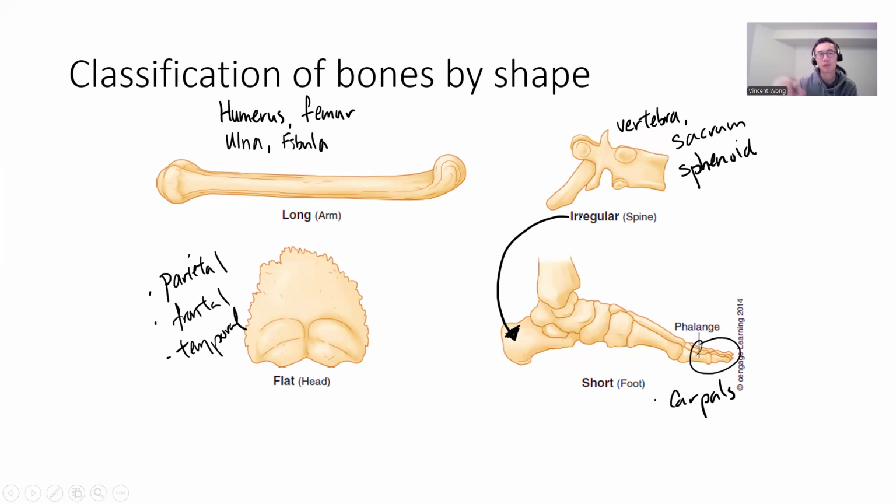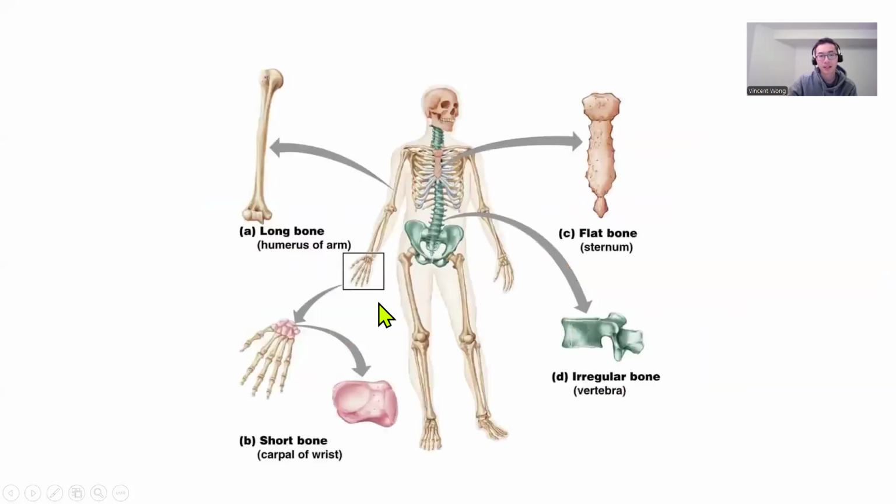I'm not going to give you weird stuff on the test, all right? It's going to be straightforward. You would know just by common sense whether it's long, short, flat, or irregular. I'm not going to give you something really obscure. So here are a few more examples. Carpals are the short bone, right? Humerus, flat, irregular. I'm sure you can find more examples.